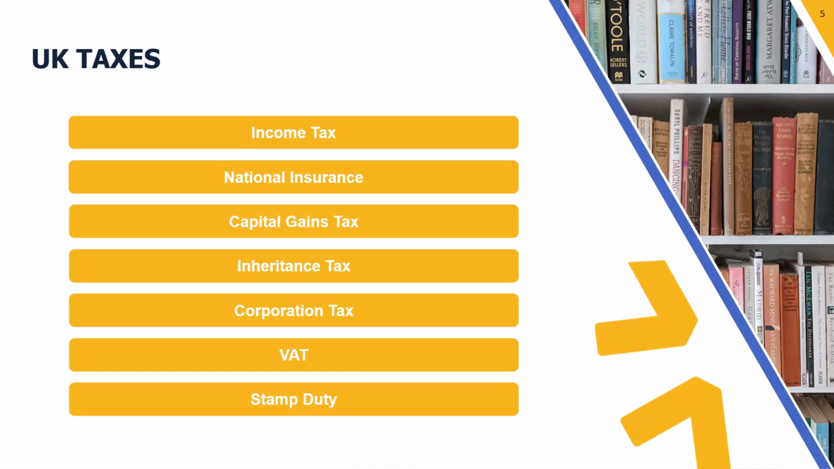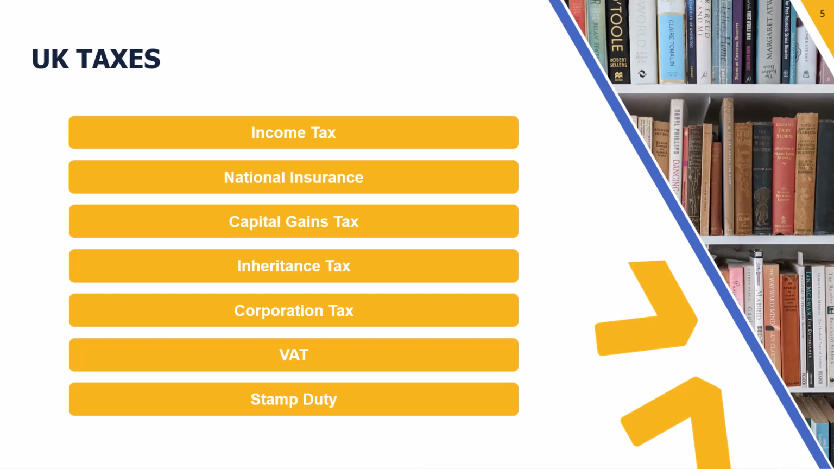Now we can divide these UK taxes into various different groups, and that's what I want to do for you now. One of the most important distinctions is we want to look at the taxes that are paid by individuals like you and I, and we want to look at the taxes that are paid by companies.